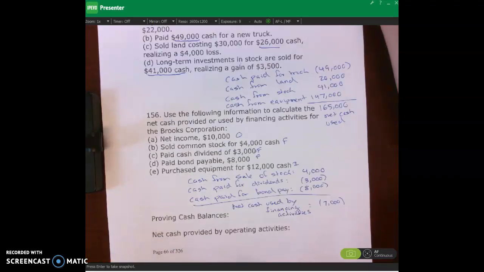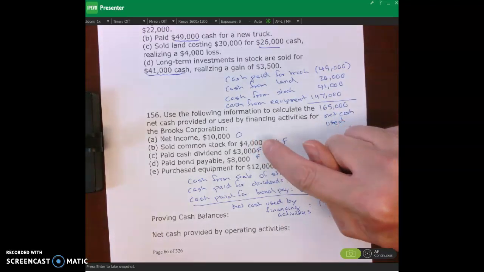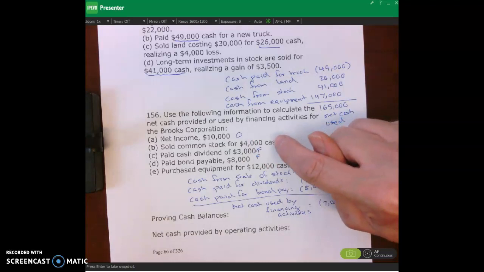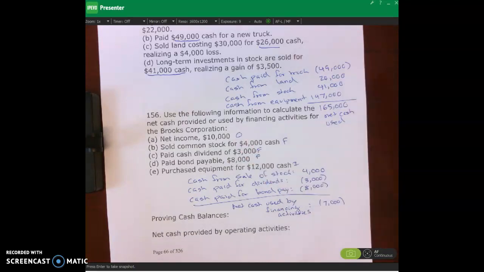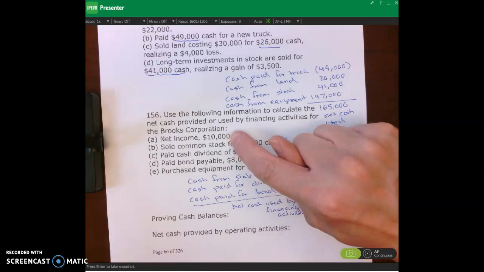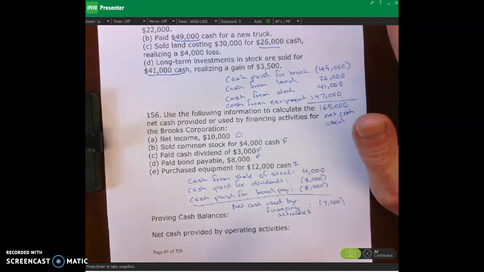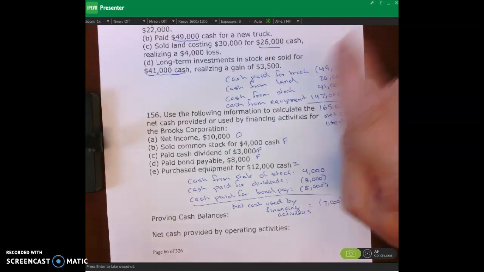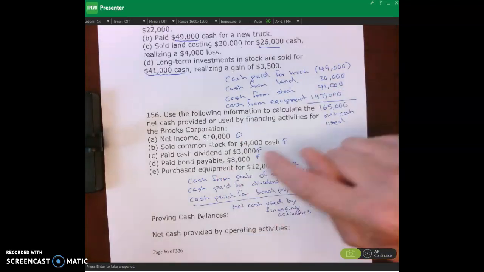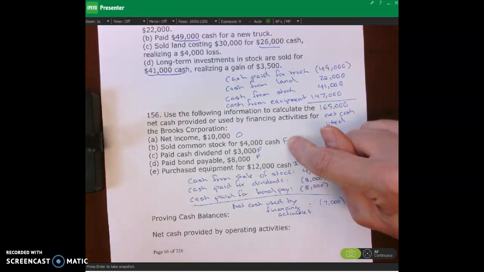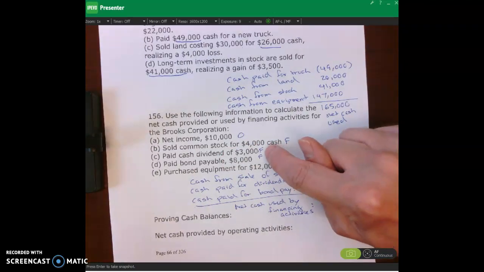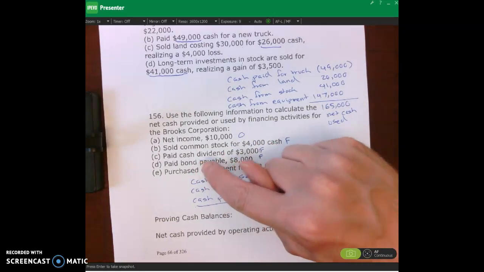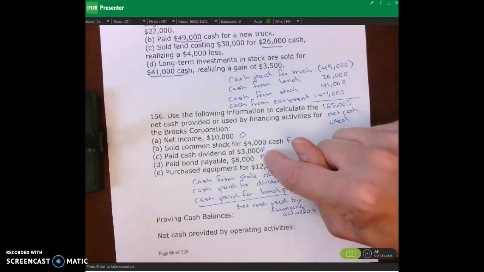Welcome back. Let's see how you did. You should have gotten net cash used by financing activities of $7,000. How do we get that? The first thing to do is go through and label these as financing, investing, or operating. Net income is not a transaction, but if we were to put it into one of those buckets, it deals with the indirect method for the operating activities section of the statement of cash flows. So I put an O there. Sold common stock is financing because it deals with equity. Paid cash dividend is also financing, deals with equity. Paid a bond, that's a long-term liability, that is also financing.